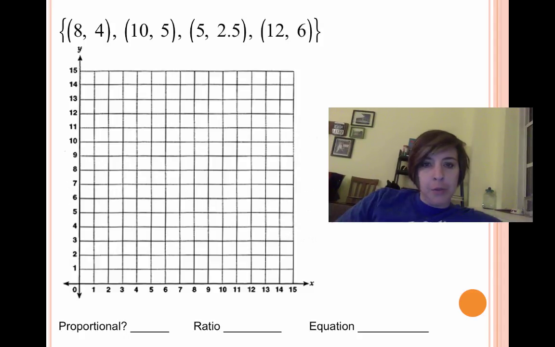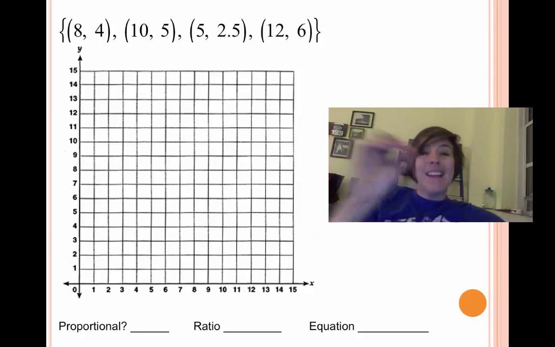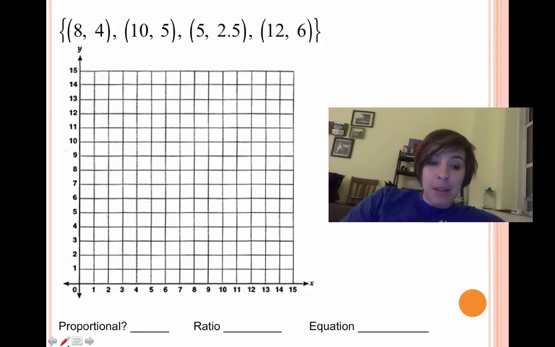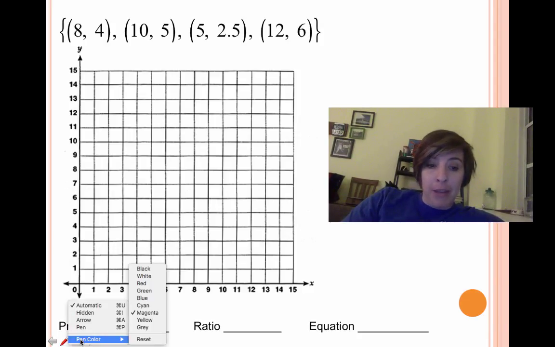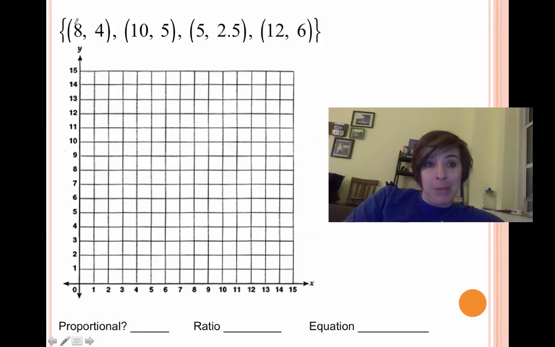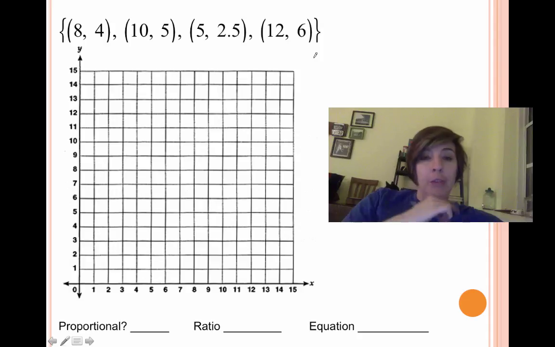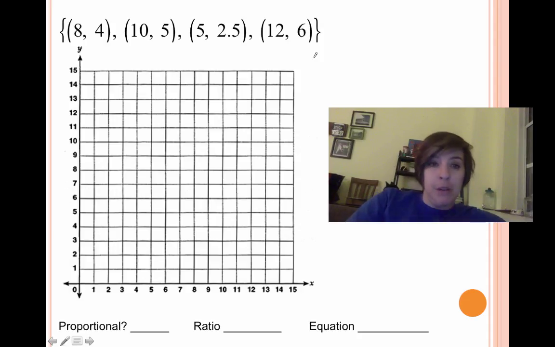All right, so let's graph an example here and see for ourselves. Now, if you guys are crazy, stupid, smart, like I know some of you are, you can just look at these variables, think about the relationship between the x value and the y value, and figure out for yourself if this is a proportional relationship. Look at the relationship between 8 and 4, 10 and 5, 5 and 2.5, and 12 and 6. But for some of us who aren't crazy, stupid, smart like you guys, we're going to graph it and see if we get a straight line that goes to the origin.